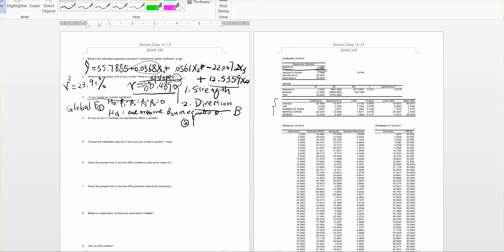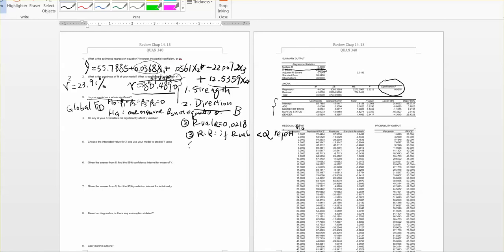And the second step is the p-value. So where can you find the p-value? The p-value always comes from the Significance F tag. So that's 0.0218. And step 3 is the reject region. We always use the same reject region: if p-value is smaller than alpha, reject H0.